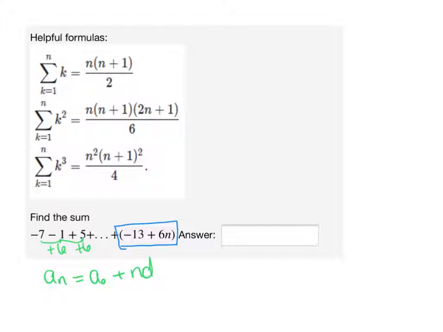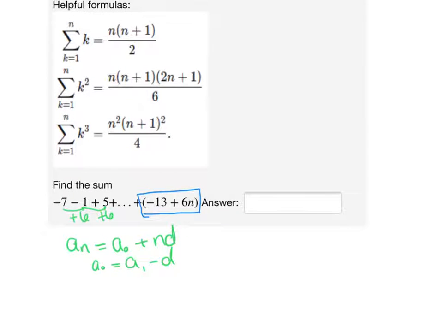So if I didn't realize that I have negative 13 plus 6n is the closed formula, then I'd just find the difference between them. And then I'd find a naught as being my first term minus my difference. My first term is negative 7. My difference is 6. And that's where the negative 13 comes from. So there's the negative 13.